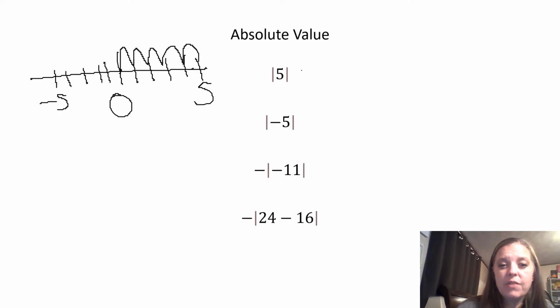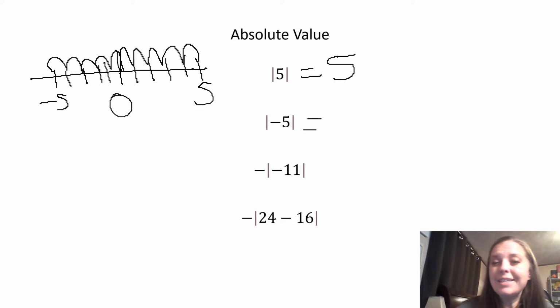So if I start at the origin and I count 1, 2, 3, 4, 5, the absolute value of 5 is 5. It looks like an S, but you know it's a 5, because it is 5 places from the origin. Let's count how many places -5 is. 1, 2, 3, 4, 5. -5 is also 5 places from the origin. It does not matter what direction you go. It just wants to know how many places. So the absolute value of -5 is 5. The absolute value of a number is just its positive version.